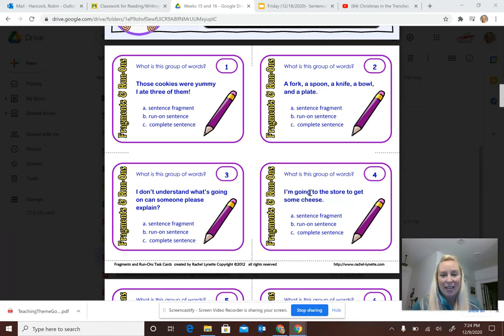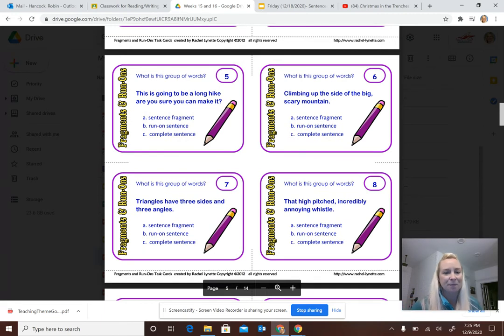and I have a predicate, going to the store to get some cheese. So remember, the subject is the noun, who it's about, and the predicate starts with the verb. But this sentence number four is a complete sentence. Now it's your turn.